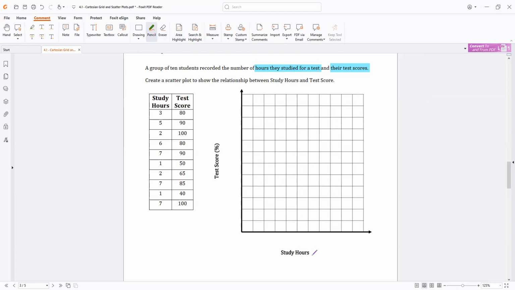The study hours is going to be on the x-axis, and the test score is going to be on the y-axis. Now, let me quickly mark down the scale. It's very important that you do. Each box is going to represent one unit. In this case, one unit means 1 hour.